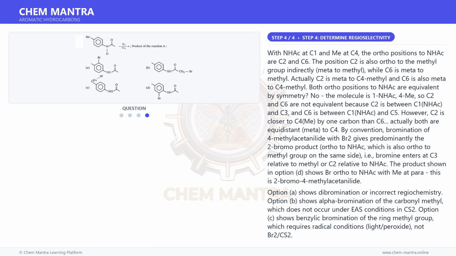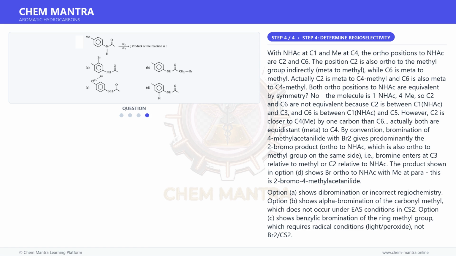The product shown in option D shows Br ortho to NHAc with Me at para. This is 2-bromo-4-methylacetanilide. Option A shows dibromination or incorrect regiochemistry. Option B shows alpha-bromination of the carbonyl methyl, which does not occur under EAS conditions in CH2Cl2. Option C shows benzylic bromination of the ring methyl group, which requires radical conditions, light or peroxide, not Br2 in CH2Cl2.